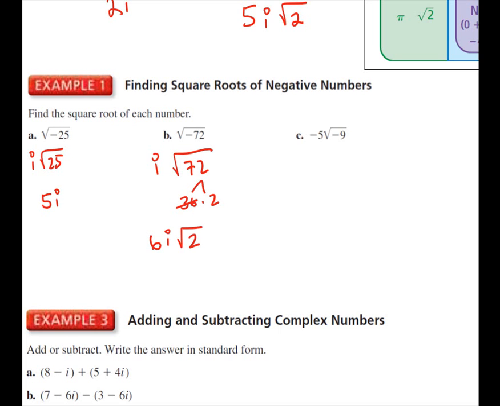Over here, we have the negative 5 times the square root of -9. I'm going to put the i on the outside, and the square root of negative 9 becomes positive 9 on the inside. What's the square root of 9? That's 3. So 3 times the negative 5i. Remember, we're multiplying these values. That gives us negative 15i.